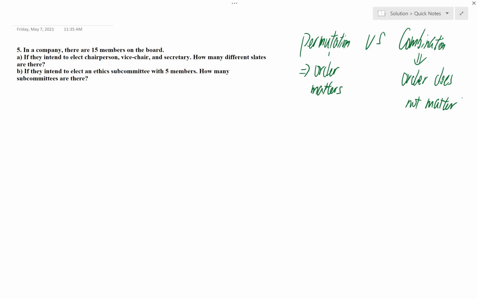So for part A, we intend to elect a chairperson, vice chair, and then secretary. How many different slots? Different slots meaning how many choices are there, right? So again, we're picking 3 board members out of 15, and order matters because each one will have a different title. So this is definitely a permutation. Okay, so part A is a permutation. It satisfies the description of a permutation.